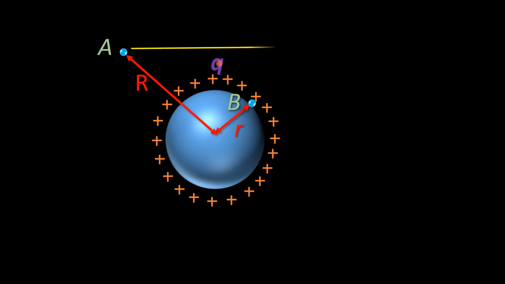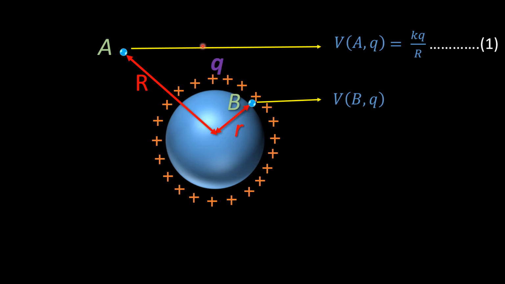So if we denote it with VAQ, now we know that this point is outside the shell, and so if I want potential at point A due to this charge small q, then it should be kq upon distance, means kq by capital R. Similarly, if I want potential due to this shell at point B, if I denote it with VBQ, what should be the expression for VBQ? kq upon radius. Radius is smaller, and hence it is kq by smaller r. Let us consider another case.